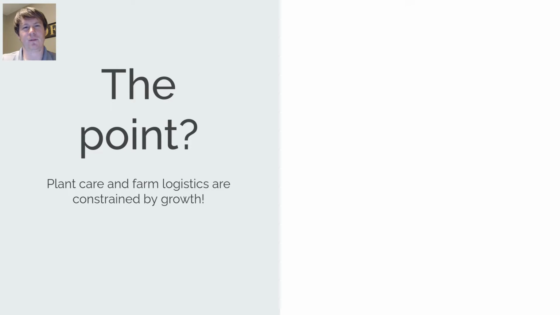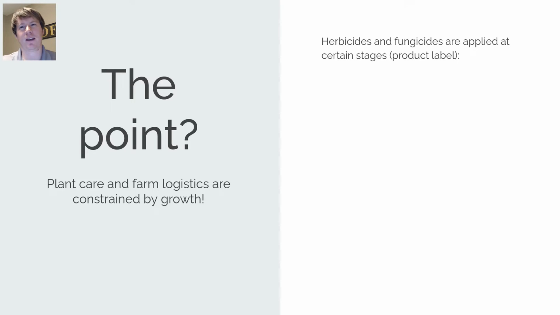So you might be asking yourself, well, what's the point in terms of grower and grower procedures? It turns out that plant care and farm logistics are really constrained by the growth of your crops. For example, to apply a herbicide or a fungicide, you have to do it at an appropriate growth stage. For a certain product, there'll be a label that says you can only apply this below V3 or maybe above V6, worrying about damaging the plant, worrying about damaging the cob or the tassel, and so on.